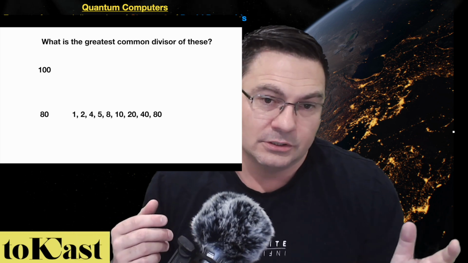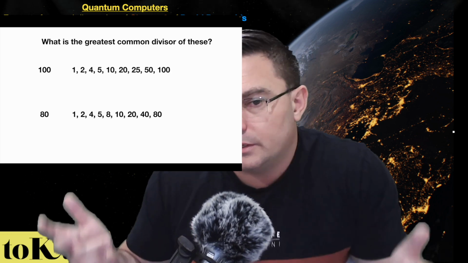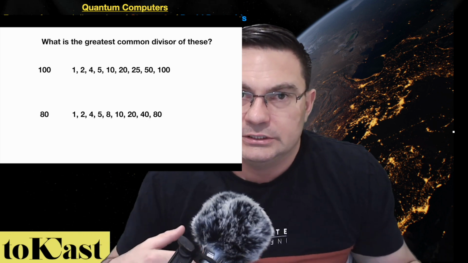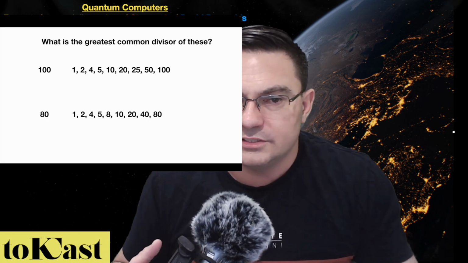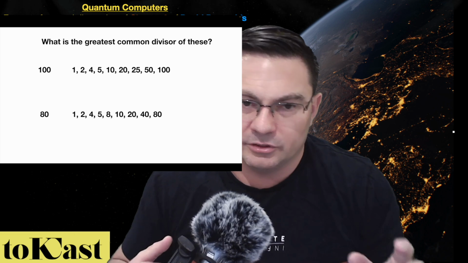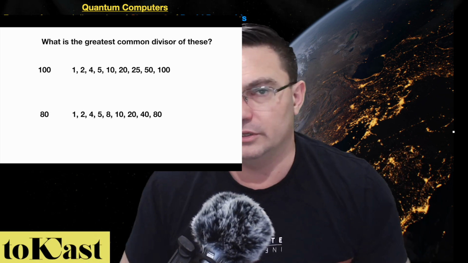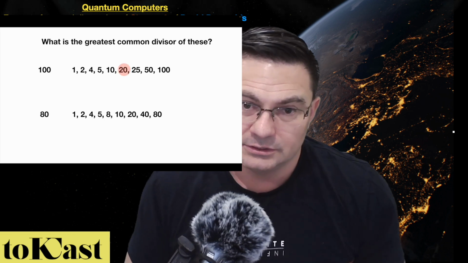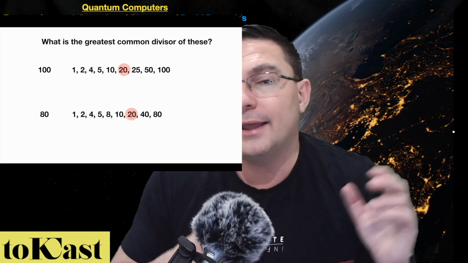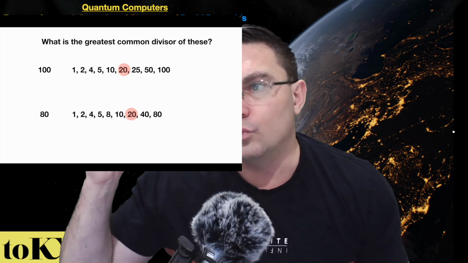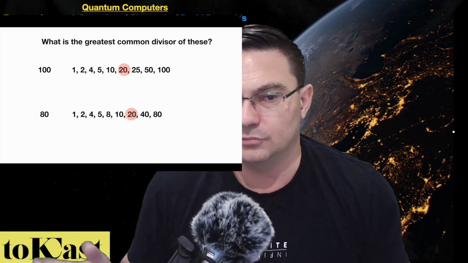And 100, it's 1, 2, 4, 5, 10, 20, 25, 50, and 100. Okay, well, 1's in both lists, 2's in both lists, 4's in both lists, but I'm not interested in that. I'm interested in which number is the biggest that is in both lists. That's 20. 20 is the highest common factor or greatest common divisor, whatever you want to call it.